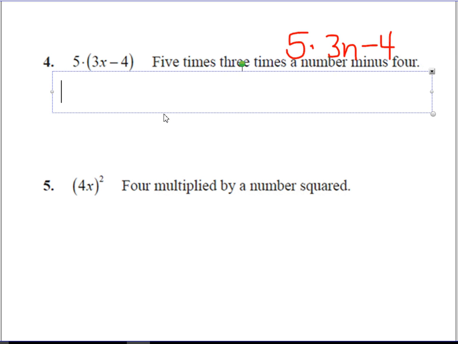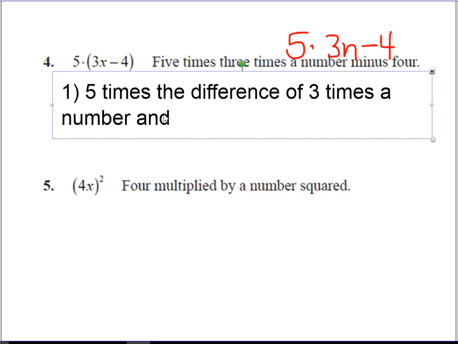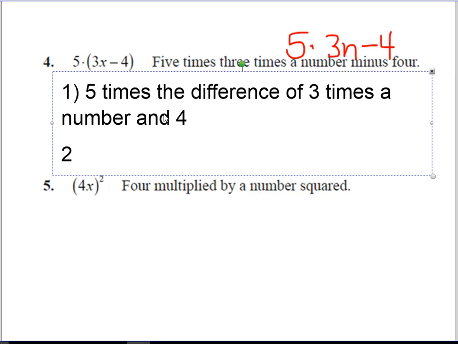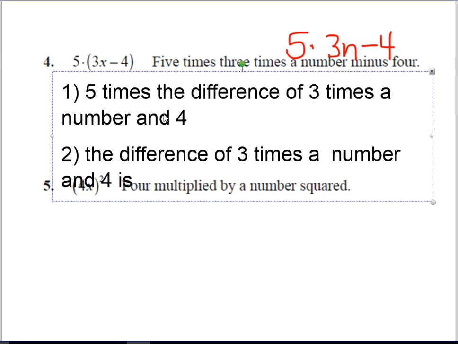is 5 times the difference. So again, 5 multiplied by the answer of a subtraction problem of 3 times a number, and the word and there refers to the difference, so that's where your subtraction sign will go, 4, or we could say the difference of 3 times a number and 4 is multiplied by 5.